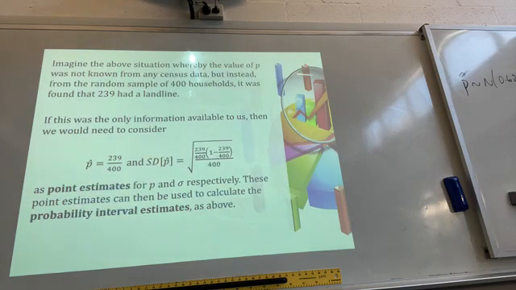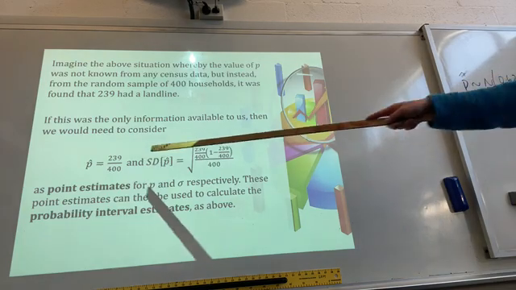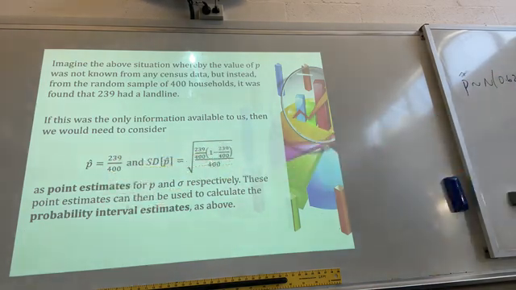Now, here, we know the value of P. But in that situation, if P is not given, but instead we are given a random sample of 400 households, and it's found that 239 have a landline. So of course we can do P hat and find the standard deviation of P hat as well. This time I'm going to use this information. P hat is 239 over 400.